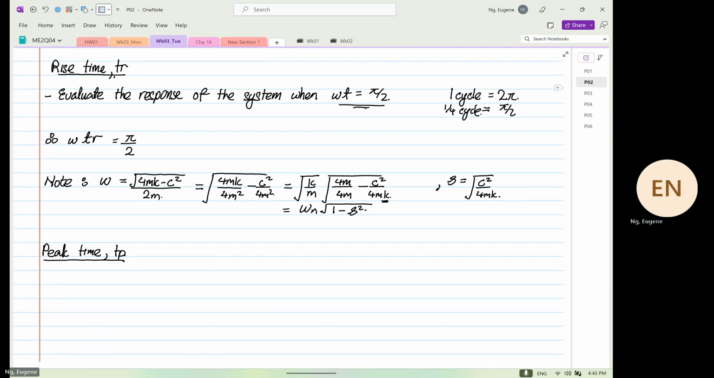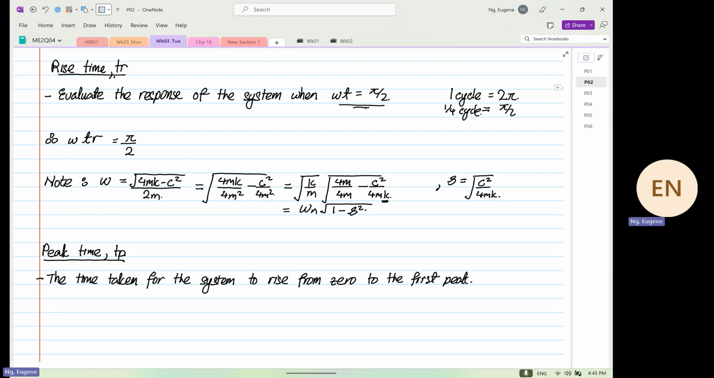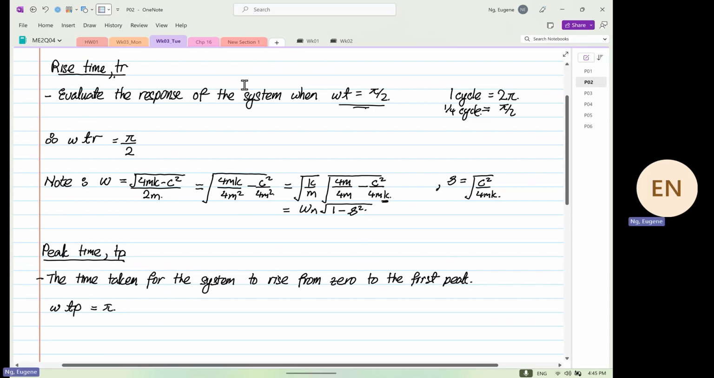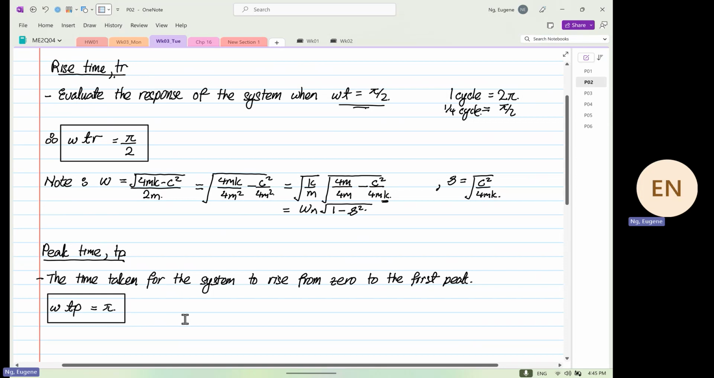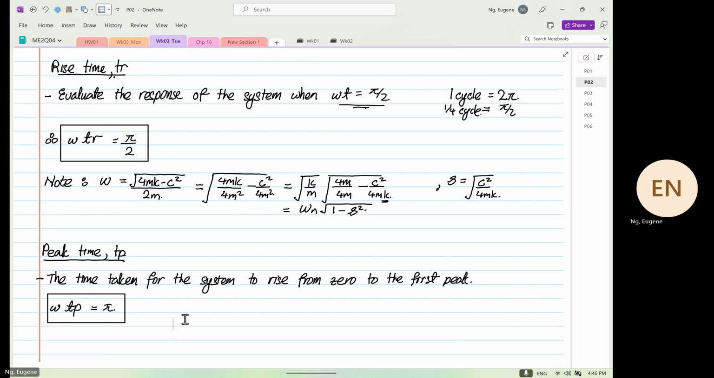Okay. So coming back to this, it's the time taken for the system to rise from 0 to the first peak. Okay. So we can write up the expression omega Tp will be equal to pi. So this is another equation that we have. Now to remember this is quite straightforward. You just need to remember the what? Remember the graph. Okay.